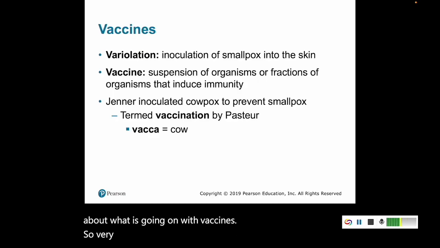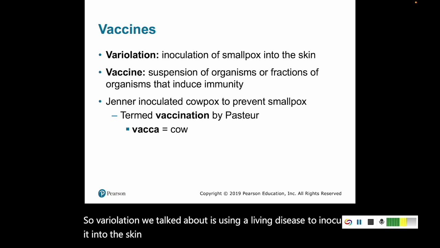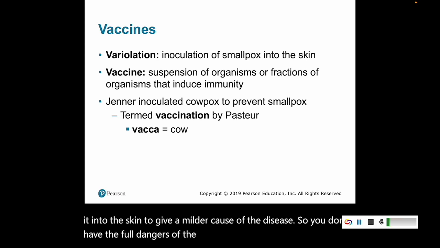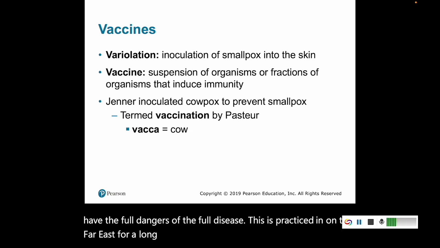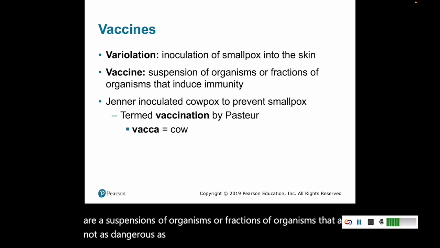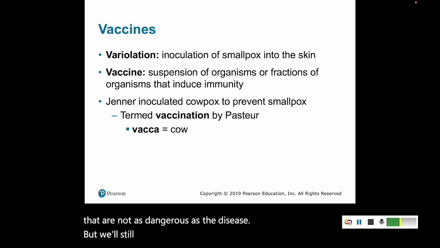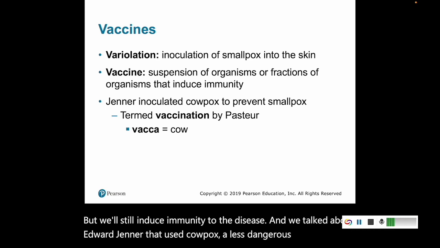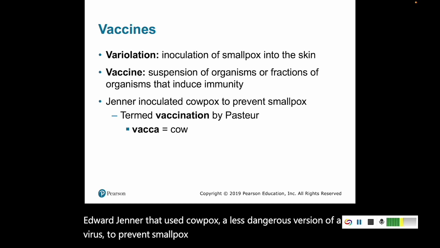So variolation, we talked about, is using a living disease to inoculate into the skin to give a milder case of the disease so you don't have the full dangers of the full disease. This was practiced in the Far East for a long time until vaccines were developed. Vaccines are suspensions of organisms or fractions of organisms that are not as dangerous as the disease, but will still induce immunity to the disease. We talked about Edward Jenner, who used cowpox, a less dangerous version of a virus, to prevent smallpox. And that name, vaccination, came from the Latin word for cow.